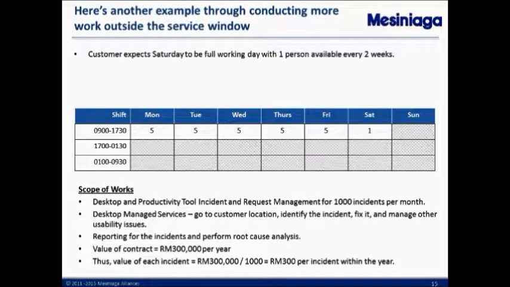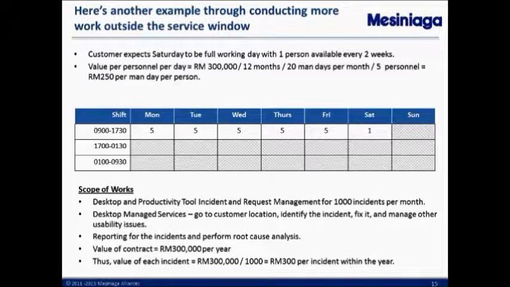Next example, if the customer requests for a single individual to be on site for one whole shift on Saturday every 2 weeks, how do we calculate that? The value per personnel is about 300,000 divided by 12 divided by 20 man days, because this is only a standard Monday to Friday working shift. Divided by 5, you get 250 ringgit per man day per person.